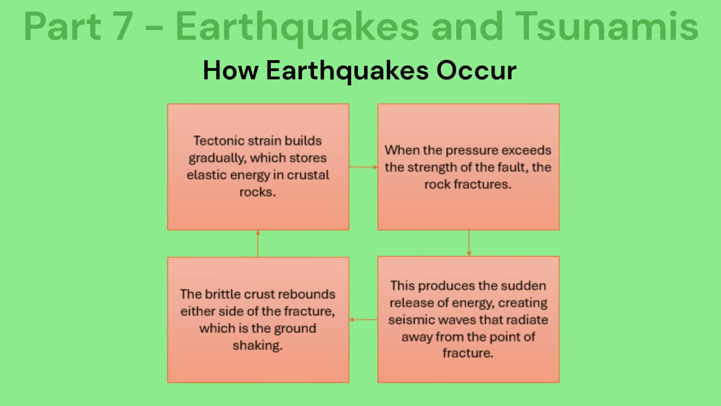Tectonic strain builds gradually, which stores elastic energy in crustal rocks. When the pressure exceeds the strength of the fault, the rock fractures. This produces the sudden release of energy, creating seismic waves that radiate away from the point of fracture. The brittle crust rebounds either side of the fracture, which is the ground shaking.